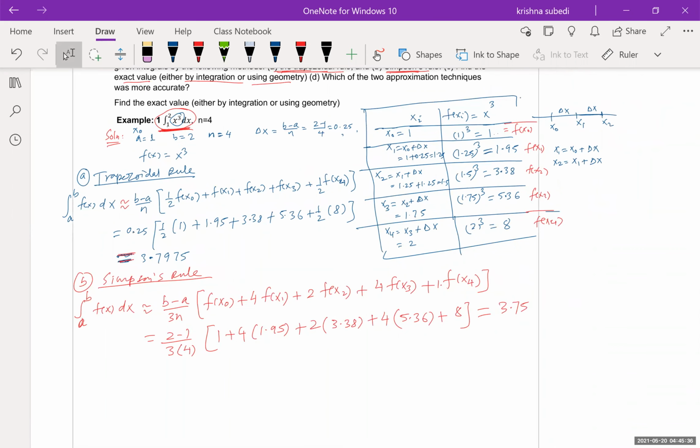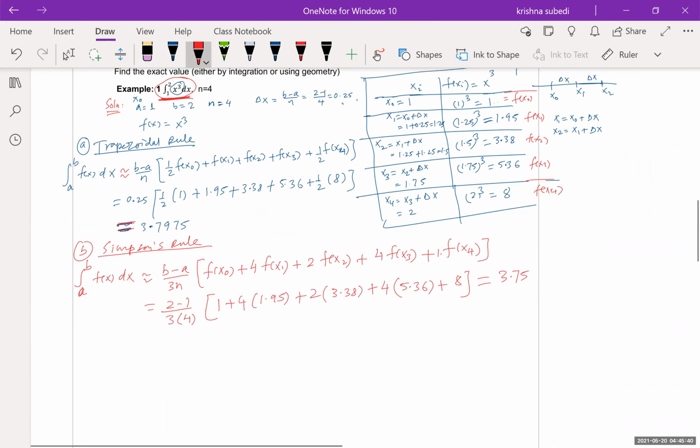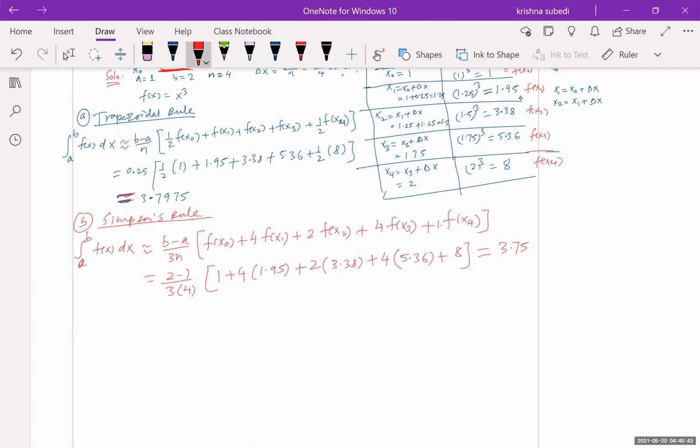Now in part C, what we are supposed to do is find the exact value either by using the analytical method or by using geometry. Here it's easy to use the exact method. Our goal is to evaluate the integral from 1 to 2 of x cubed. If you evaluate this integral, it's going to give you x to the power 4 over 4, with lower limit 1 and upper limit 2. Then using the fundamental theorem of calculus, you're going to get 2 to the power 4 over 4 minus 1 to the power 4 over 4. And how much is that? Again, I need your help. Okay, this is also 3.75. That's what you come up with.